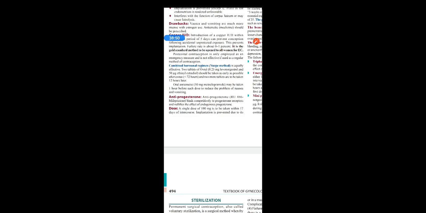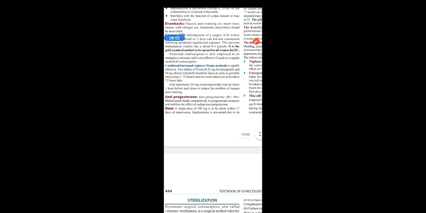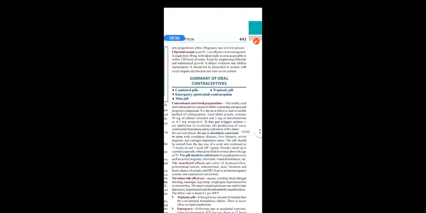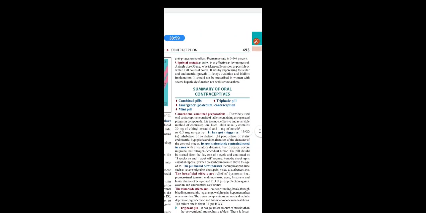Antiprogesterone RU 486, mifepristone, binds competitively to progesterone receptors and nullifies the effect of endogenous progesterone. The dose is a single dose of 100 mg to be taken within 17 days of intercourse. So if you are prescribing antiprogesterone, then a single dose of 100 mg is enough within 17 days of intercourse. Implantation is prevented due to its antiprogesterone effect. Pregnancy rate is 0.6%.